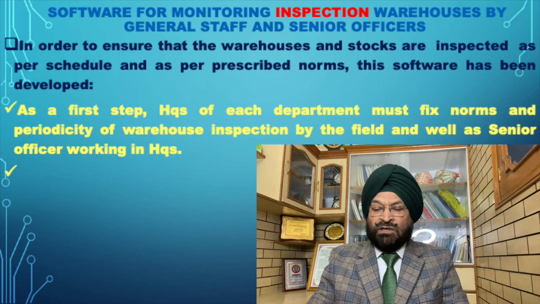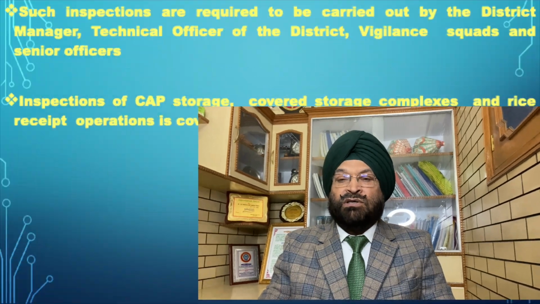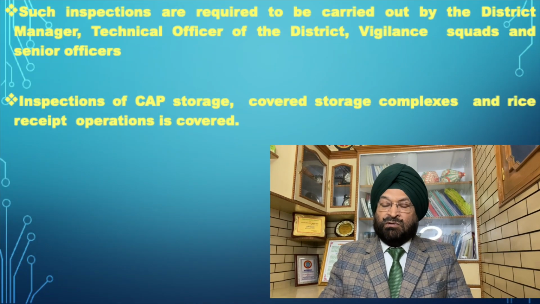I have worked in various Punjab government state agencies where such norms were not prescribed. So those norms have to be prescribed first. Then such inspections are required to be carried out by the district manager, covering area, technical officer, vigilance squads, and senior officers. These are the 4 or 5 categories which I have covered. Then inspection of cap. What is to be inspected?